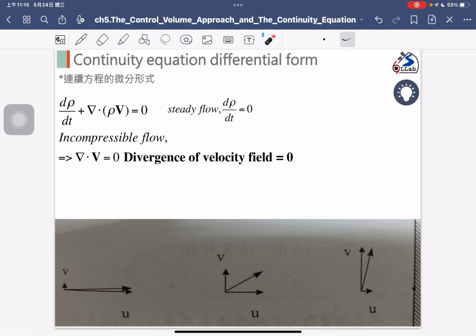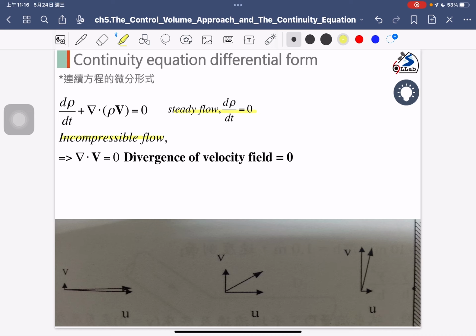The first assumption I use is that the flow is steady flow. Steady flow indicates the density cannot change with time. That indicates it is steady, okay? So first I assume the flow is steady, and second I assume the condition is incompressible flow.